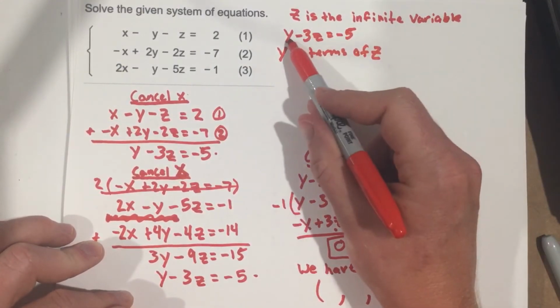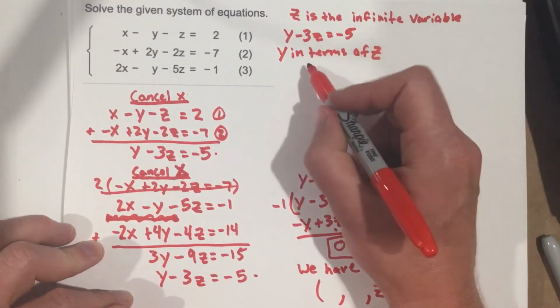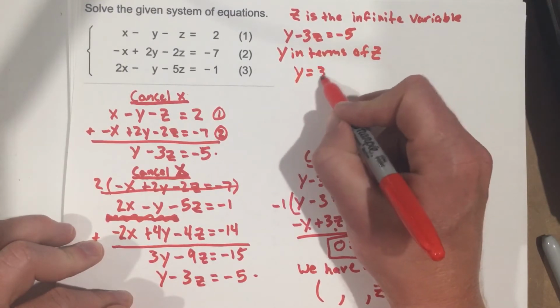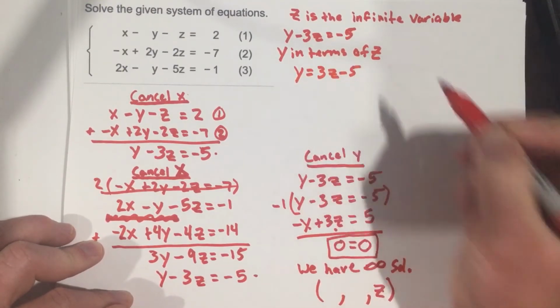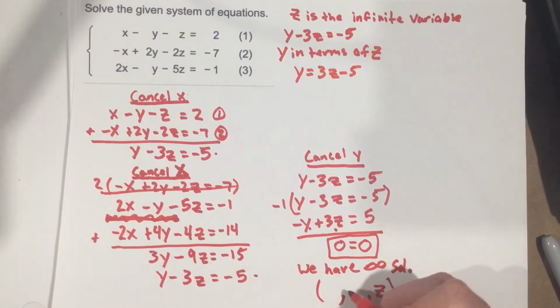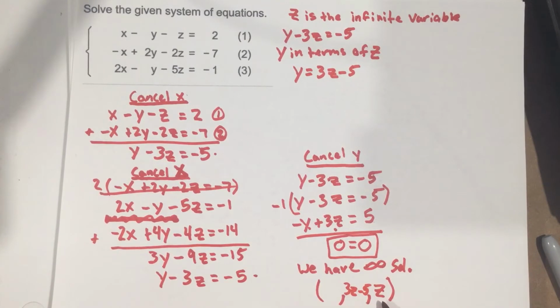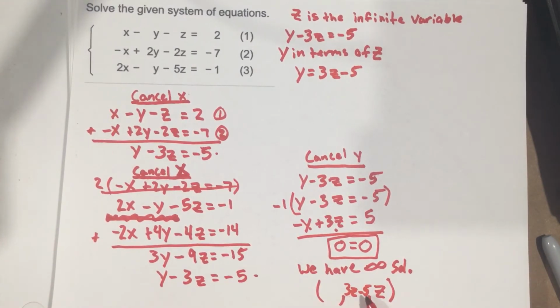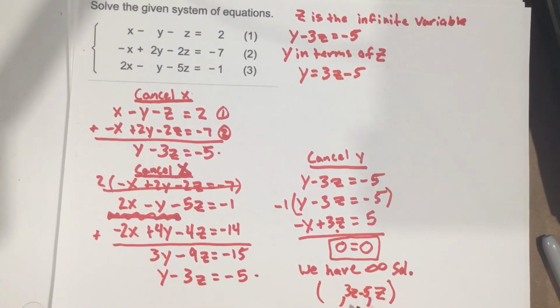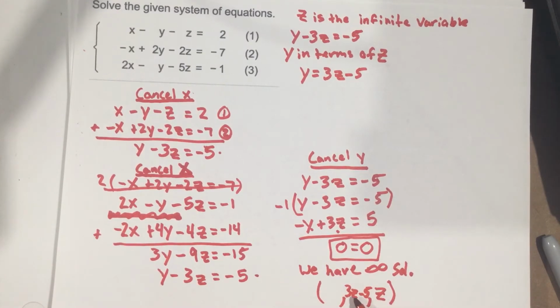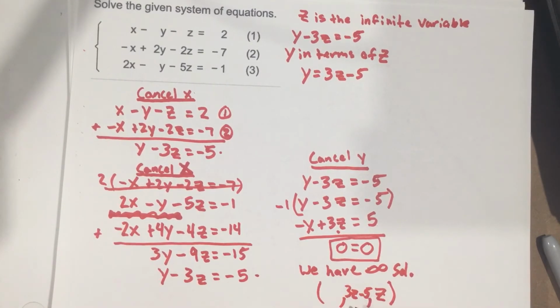So what I do is I take this equation, I add 3z over, so that's y equals 3z minus 5. So right here, this is 3z minus 5. So anytime I know z, so let's say z is 1, that would be 3 times 1 minus 5, meaning y would be negative 2. If z is 2, it's 2 times 3, which is 6, minus 5, which is 1. So you can see that this number is based off of what our infinite variable is.